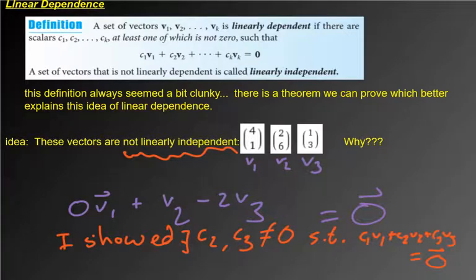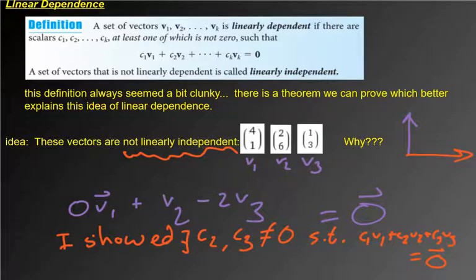Intuitively, it just means the vectors are not pointing in different directions, really. Like, these two vectors right here are scalar multiples. This one's just 2 times this, so they're parallel vectors, and they're going to point in the same direction. In order to get 3 independent vectors, you've got to have them shoot off in different directions.